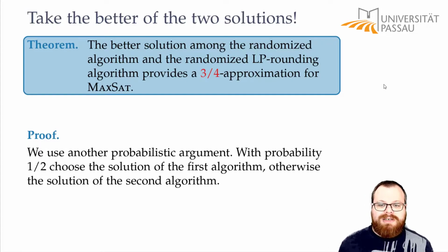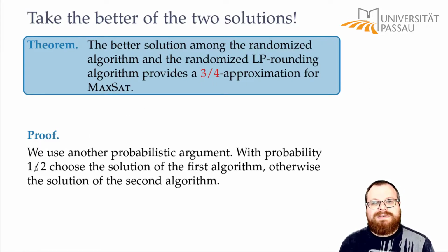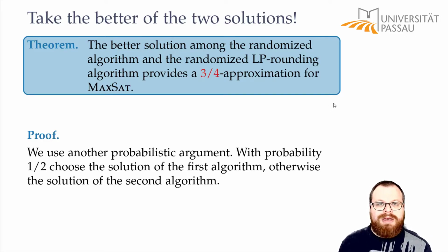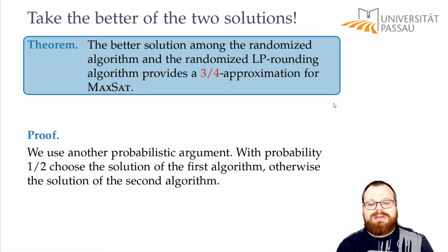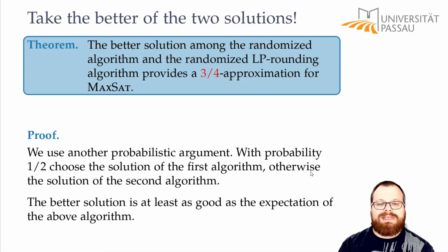We don't choose the better one, but with probability 50% we choose the first algorithm, and with probability 50% the second algorithm. And even for that random choice, we can already show that that gives us a 3/4 approximation. That means if I take the better one, then that cannot be worse than if I take a random one. So the better solution has to be at least as good as the expectation of this random choice. Let's try to prove this.